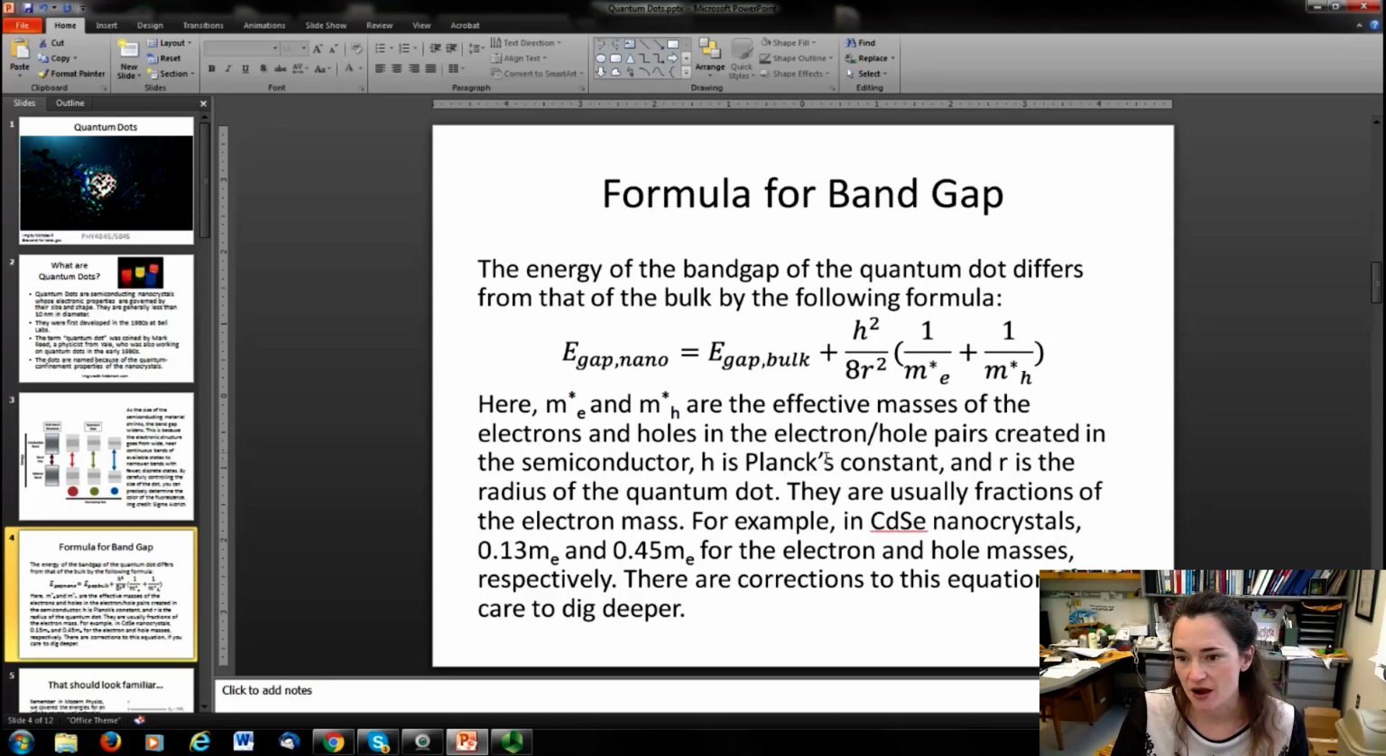Now the effective masses for the electron-hole pairs are usually fractions of the electron mass. So for example, in some of these nanocrystals here, 0.13 times the electron mass and 0.45 times the electron mass for the electron and hole masses respectively are approximations. And there's corrections to the equation that you'll hear about in later lectures that I'm going to post under this one if you'd like to reference them.